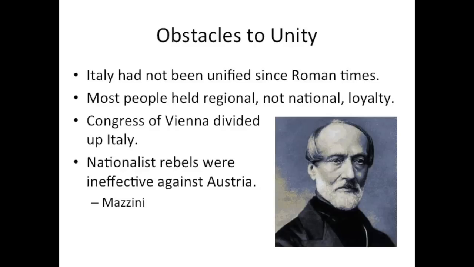Now, of course, in the face of that, there were nationalist rebels like Mazzini who tried to unify, but for the most part, they were ineffective against strong nations like Austria. Pictured here, you see Giuseppe Mazzini, who was the leader of a sort of secret society known as Young Italy, and their goal was to try to make Italy one free, independent, and republican nation. And he set up a revolutionary republic in Rome, but it was quickly toppled by French forces. They were just no match for these stronger nations.